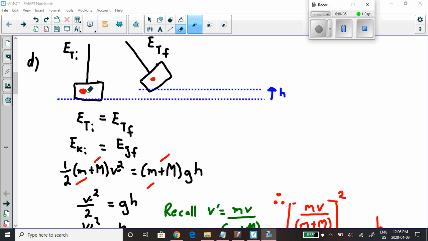Then it swings up and stops. As high as it's going to get is h. So the total energy final is all gravitational potential energy, EGF. Okay, so let's keep that in mind. It's just a conservation of energy question.